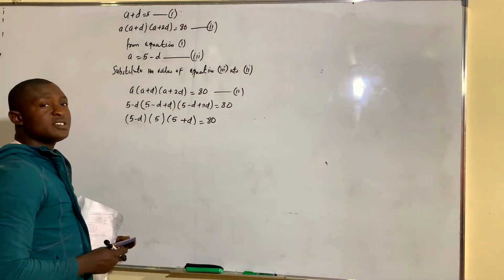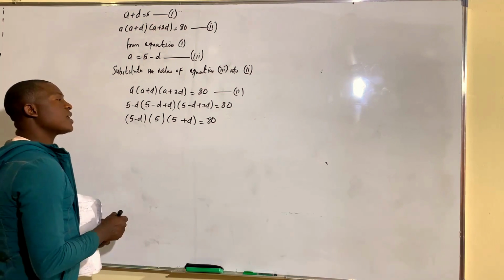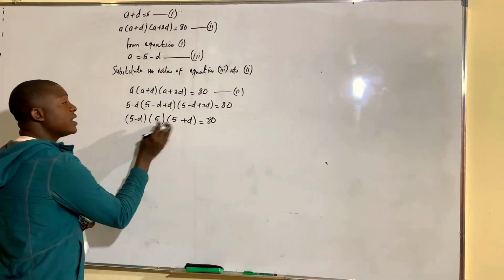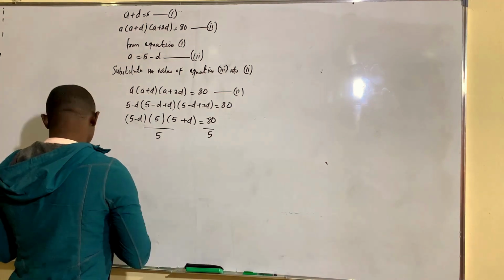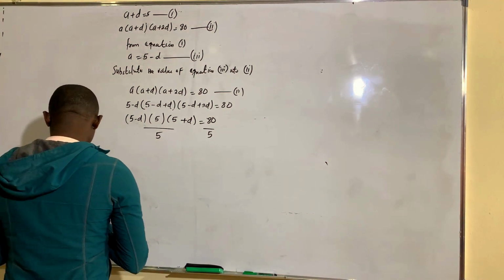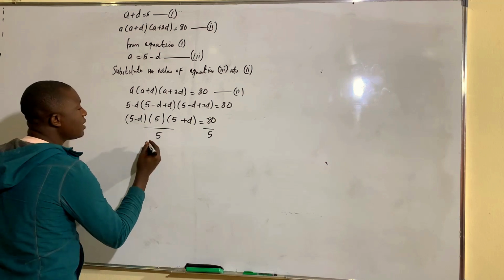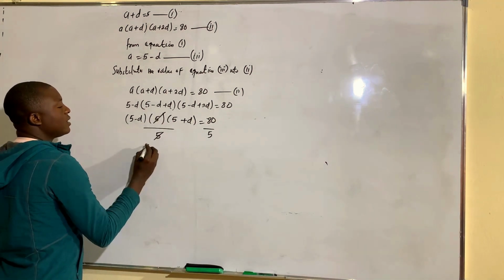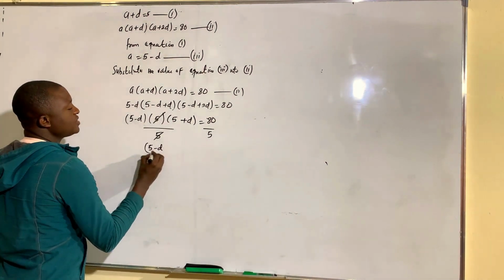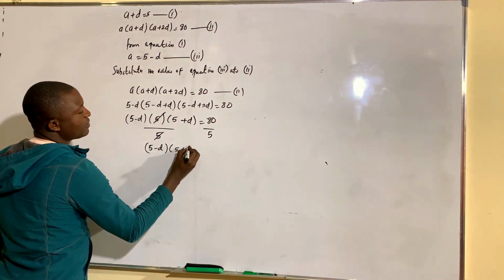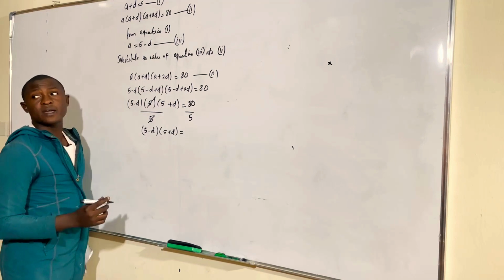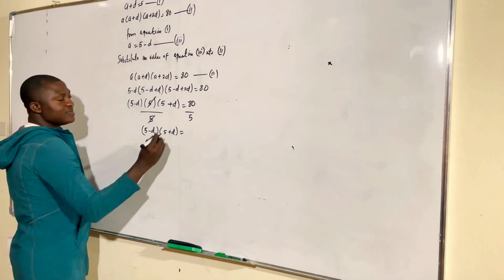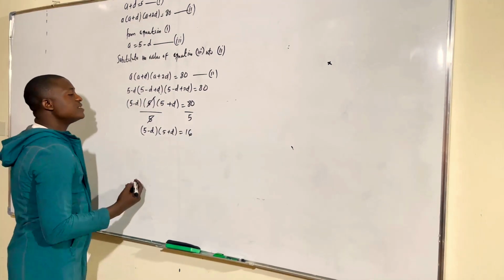So if I want to make this easier to solve, I can easily divide all through by 5 so that I can redo this. Divide 2 by 5, divide 2 by 5. So if you do that, let's look at this. If 5 cancels 5, that means we have 5 minus d, then we have 5 plus d equal to 80 divided by 5. How many 5 can we get in 80? Yes, exactly. We are going to have 16.